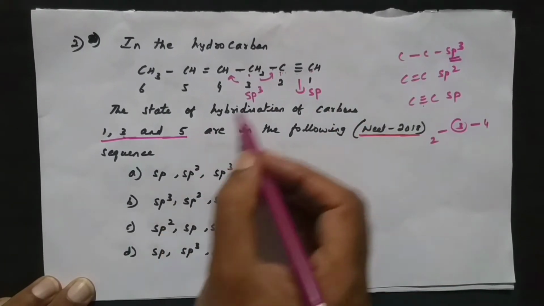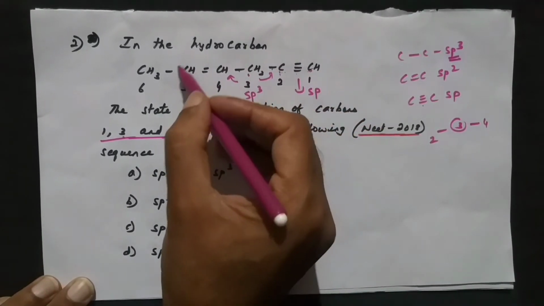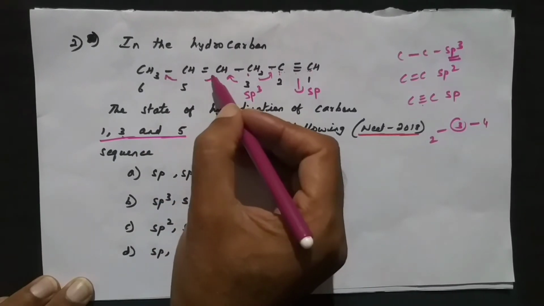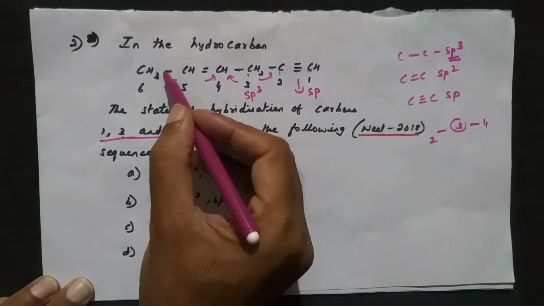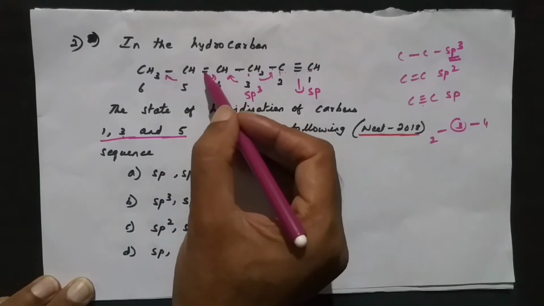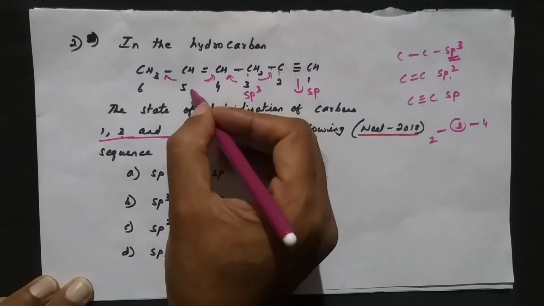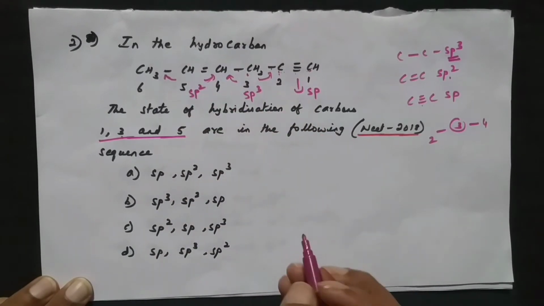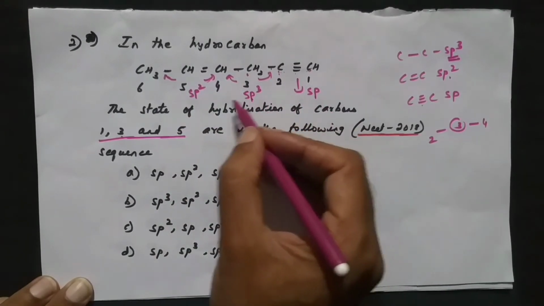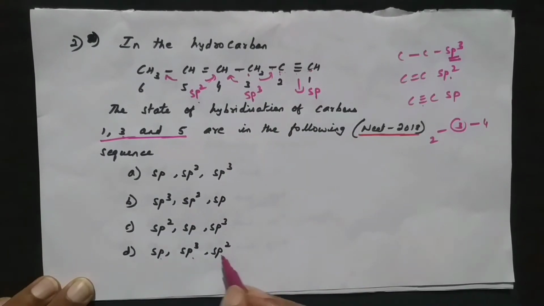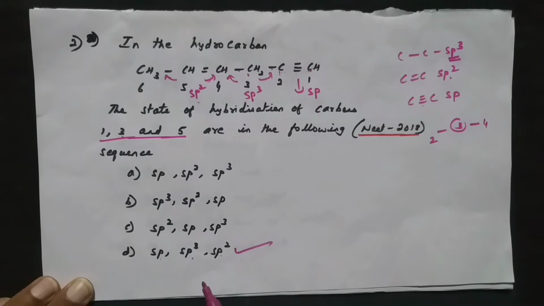And coming to the fifth carbon, 1, 2, fifth, so fifth carbon is here. You have to check with the carbon 6 and the carbon 4. With carbon 6 it has got a single bond, but with carbon 4 it has got a double bond. So double bond will be sp square. So in this case I can write sp square. So it will be sp, sp cube and sp square. So this will be the correct option. Option D will be the correct answer.